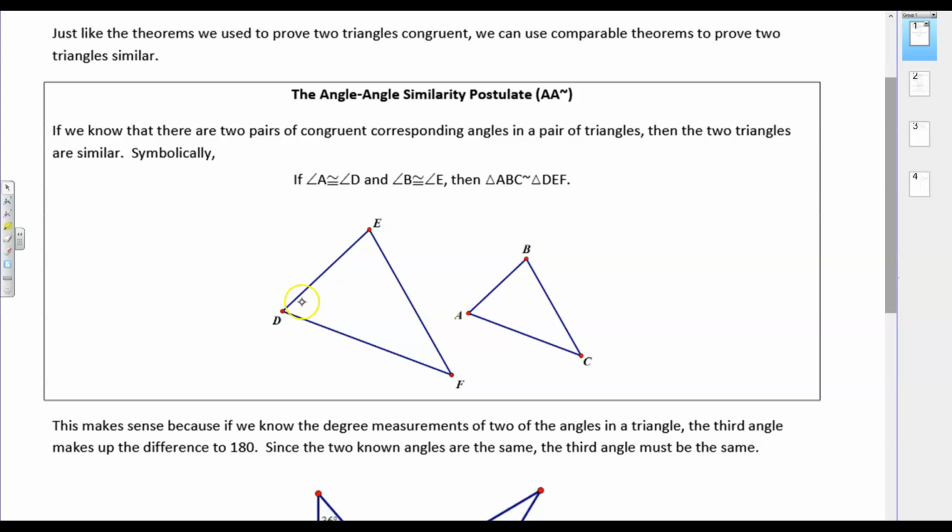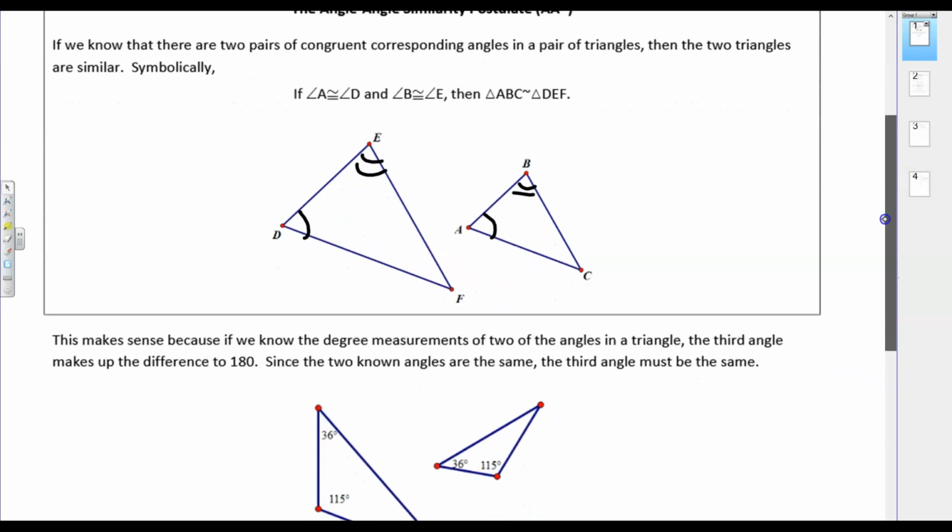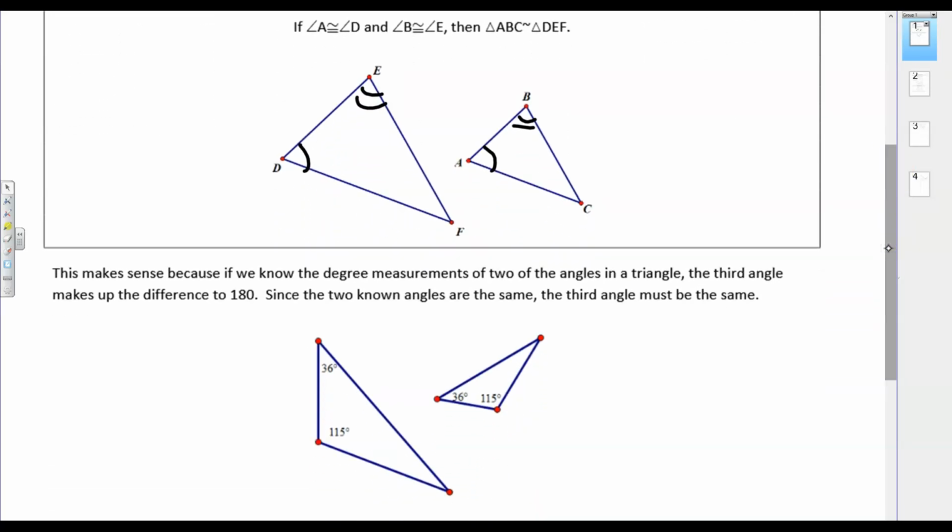Symbolically, if angle A is congruent to angle D, and angle B is congruent to angle E, then I know that my two triangles are similar. Now, in our activity, we actually had three congruent angles, but we really only need two. And this makes sense because if we know the degree measures of two angles in the triangle, we can find the third angle because all three of our angles add up to 180.